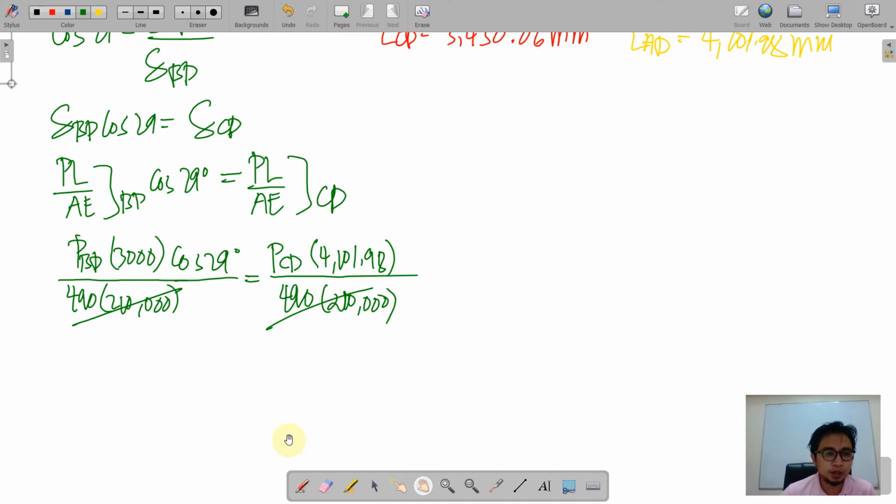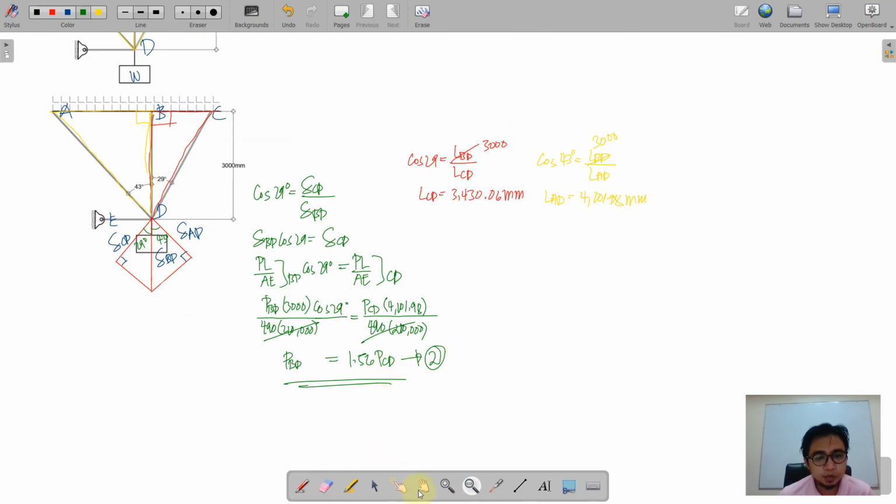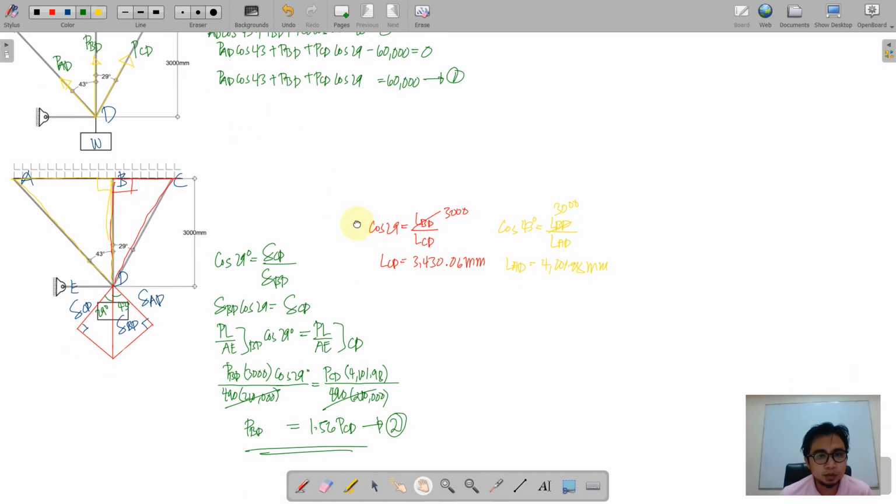And then we will be having a relationship between PBD in terms of PCD. We have 1.56. PBD is equal to 1.56 of PCD. Okay, so again, this is another equation, equation number 2. So if you recall, our first equation contains here 3 unknowns.